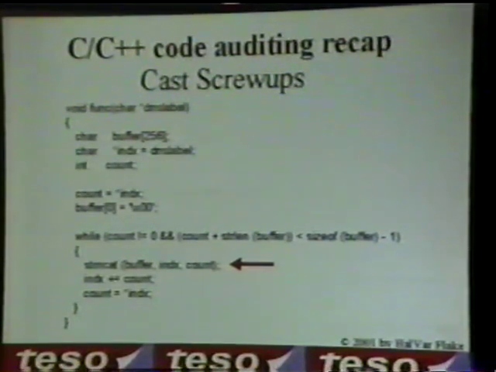There was an SSHD bug on Bugtraq a week ago or so, in 1.x versions, which was a real subtle cast screw-up. It just tells you that even well-audited code can contain cast screw-ups. Did anybody look at that SSHD stuff, actually?